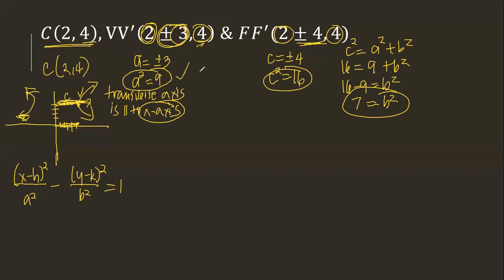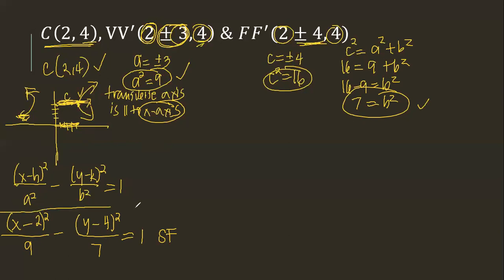Okay, so meron tayong a squared, meron tayong b squared, meron tayong center. So we can have the standard form at x minus h, which is 2 squared all over a squared, which is 9, minus our y minus k, our k is 4 squared all over, our b square is 7 equals 1. So this is our standard form. To get the general form, okay, again, in order for us to get the general form, we need to get the common denominator.